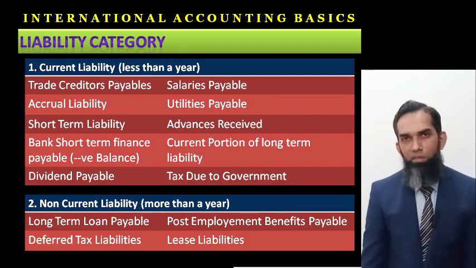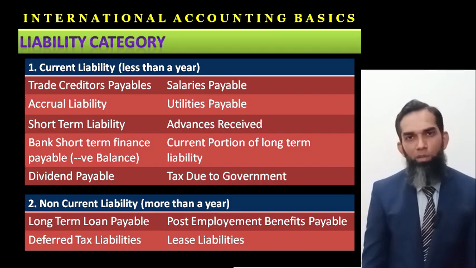And trade creditor payables are similar to what we have talked about. Whatever routine transactions of purchasing inventory have been done by the company within a period of 1 year, that liability is classified into the trade creditor payables section.